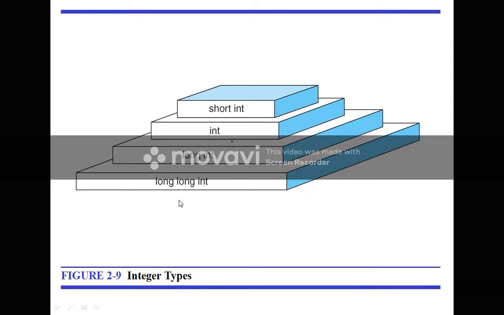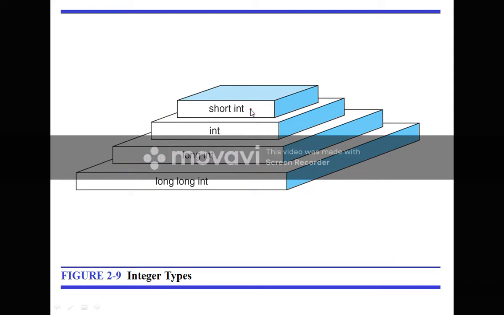Next is integer data type. Integer data type has four types, that is short int, int, long int and long long int. These are the sizes, with 4 bytes and 8 bytes. Okay, this is the flow or hierarchy of integer data type.